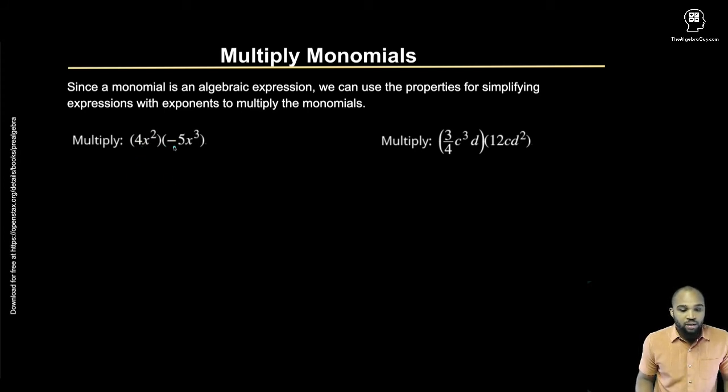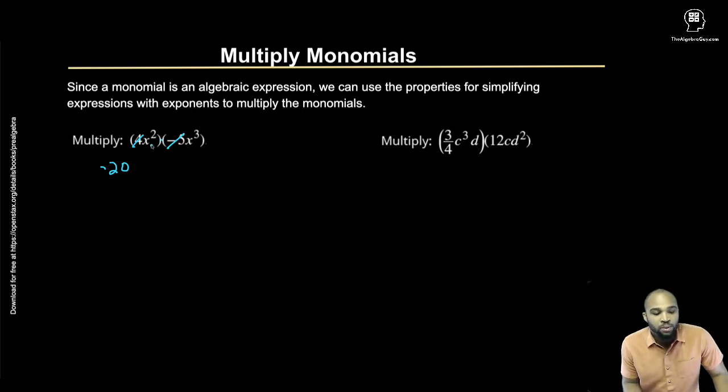4 times -5. So I'm going to start with multiplying my numbers. 4 times -5 is -20. So I took care of my 4 and 5. Now I have x squared times x cubed. Now, why am I multiplying? Because remember, when you have parentheses times parentheses, there's an understood multiplication here. So I understand that everything's being multiplied.